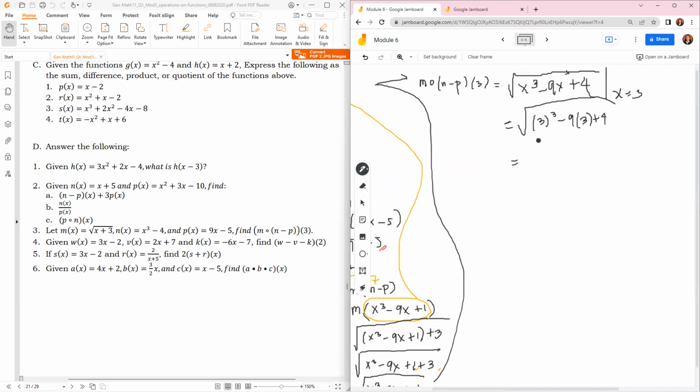So, here is the 3 cubed. 3 times 3 is 9, right? 9 times 3 is equal to 27. Minus 9 times 3, 27 again. Okay. And then, we copy the plus 4. So, 27 minus 27 is just equal to 0. So, the answer is really just equal to the square root of 4, or plus minus 2. So that is the value of m of n minus p of 3.